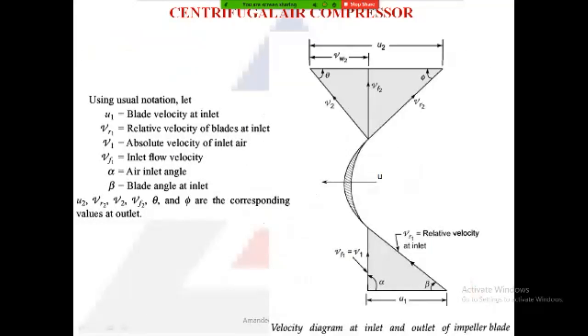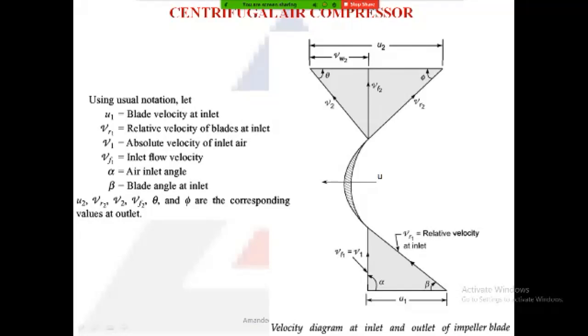Now, if you look into the velocity triangles for the centrifugal air compressor, here in the middle we have the blade of the centrifugal compressor, which is moving at a blade velocity of u in this direction. The air is entering along the axis, so you can say it is entering at 90 degrees. So alpha, the inlet angle of the absolute velocity, is 90 degrees. It is entering at 90 degrees towards the blade. The blade is moving in this direction, and the air is moving in this direction, at 90 degrees.